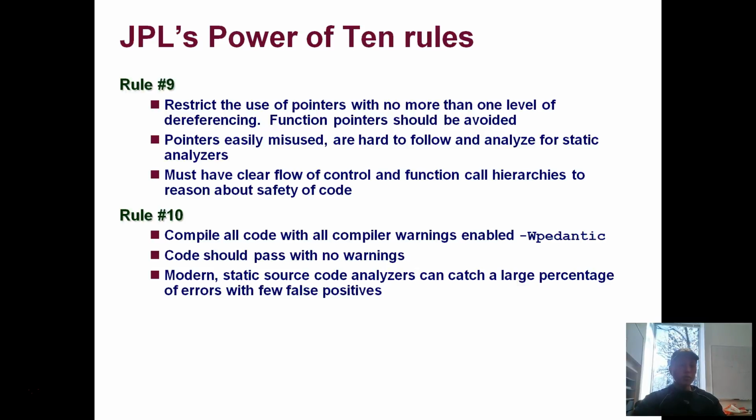Rule number 9, restrict the use of pointers to no more than 1 level of dereferencing. And also, function pointers should be avoided. So in the first case, it's really difficult when you start to think about pointers to things. For example, argv is 2 levels of pointer dereferencing to get an argument. As soon as you get beyond that, it becomes hard to reason about your program. If you have a pointer to a pointer to a pointer, and you're trying to figure out in your code whether or not it's used properly, the fact that you have these multiple levels is extremely confusing.